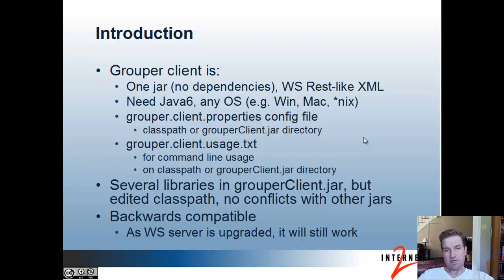The Grouper client jar does use some libraries, like for HTTP and XML parsing, but those libraries are refactored so that they're on a different class path and they won't conflict with any other jar. So you can throw this into any application without worrying about it conflicting with anything. And it is backwards compatible, so that once you have a Grouper client and your institution upgrades the web services server, your Grouper client will still work.